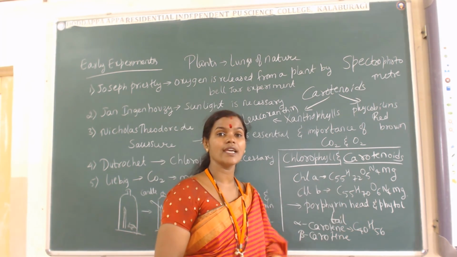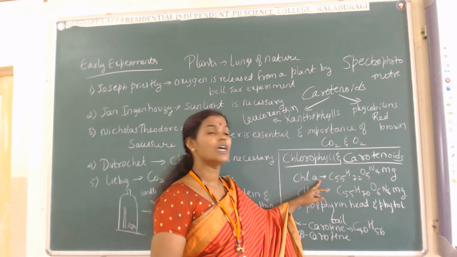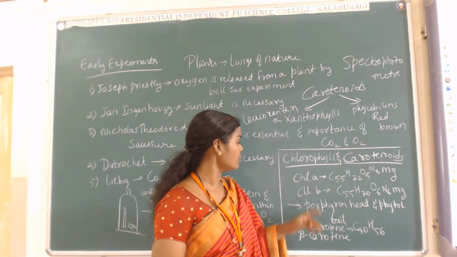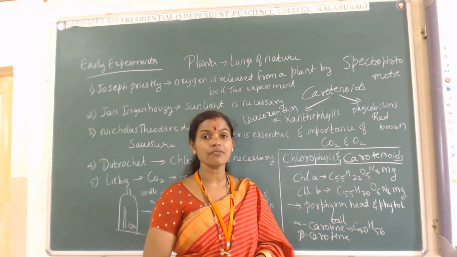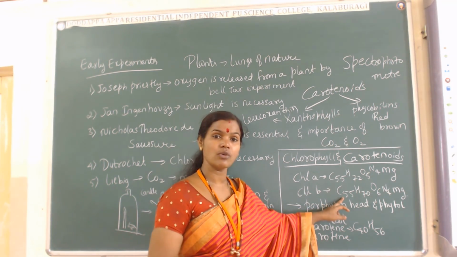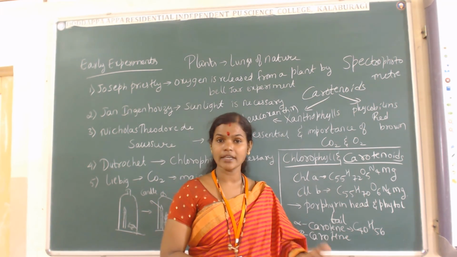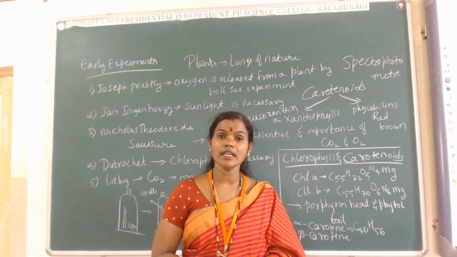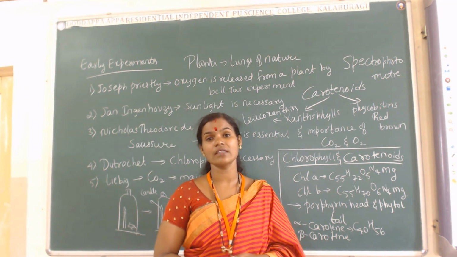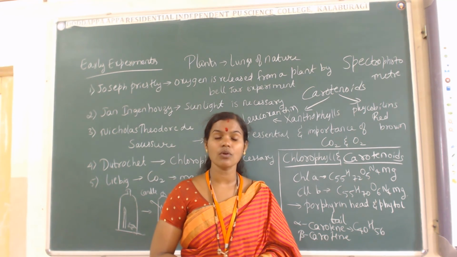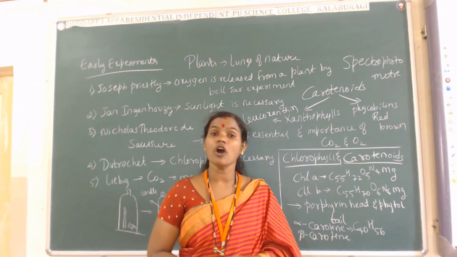So chlorophyll A is having C55H72O5N4Mg, that is the empirical formula, and chlorophyll B is having C50H70O6N4Mg. Okay, now apart from the higher plant bodies, these green color pigments are also present in the bacteria, so they are also called as what? Bacteriochlorophyll.